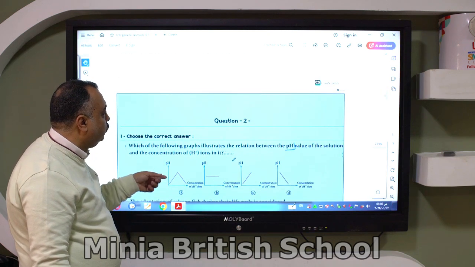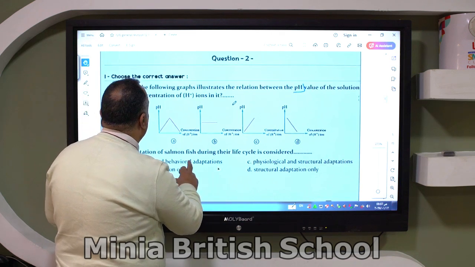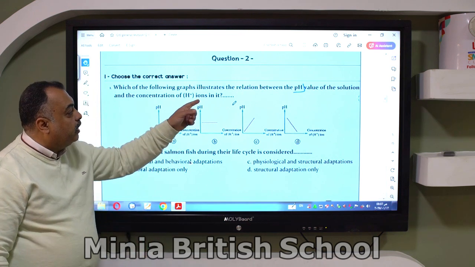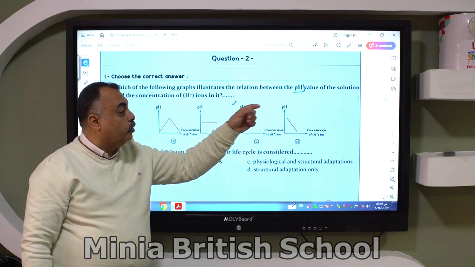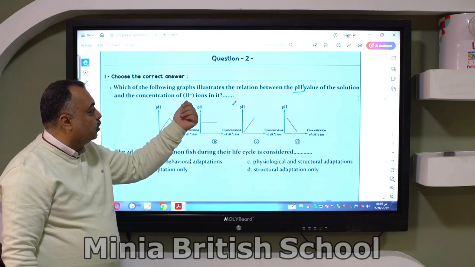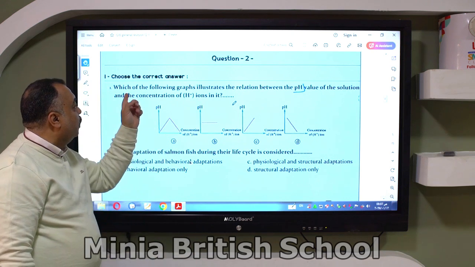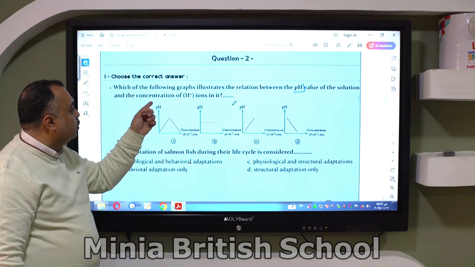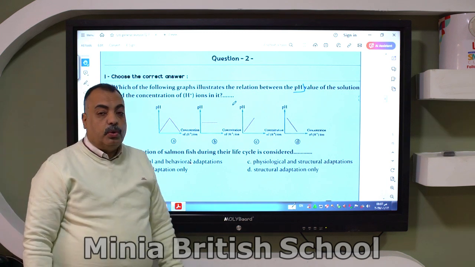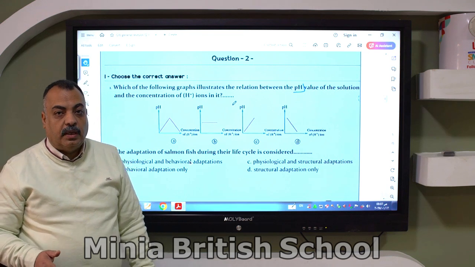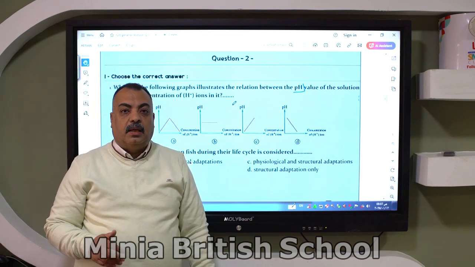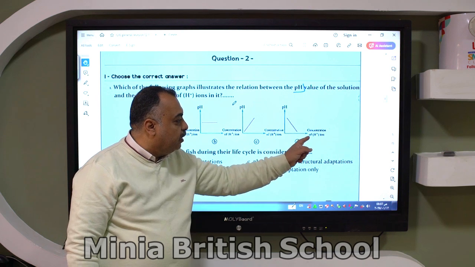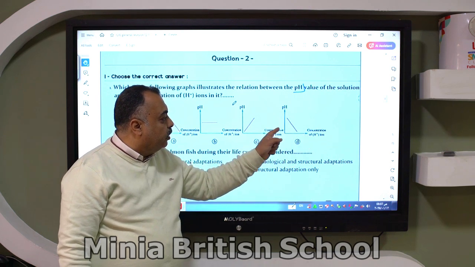Question number 2, also choice. Choose the correct answer. Which of the following graphs illustrates the relation between the pH value of the solution and the concentration of hydrogen ions in it? We know that as we increase the pH value, the hydrogen ion concentration decreases, and vice versa. So the relation here, A, B, C, or D? Yes, D. As we increase the concentration of hydrogen ions, the pH decreases.